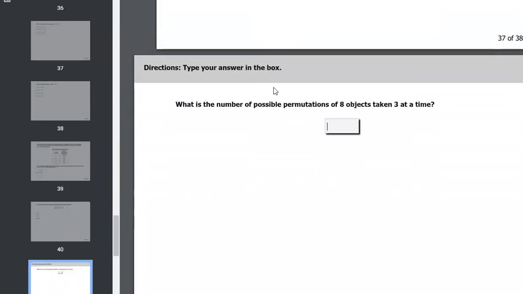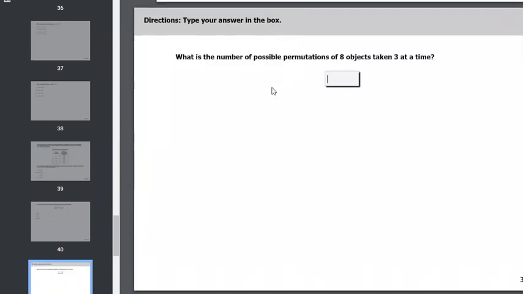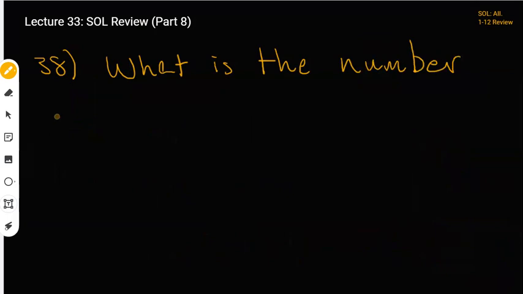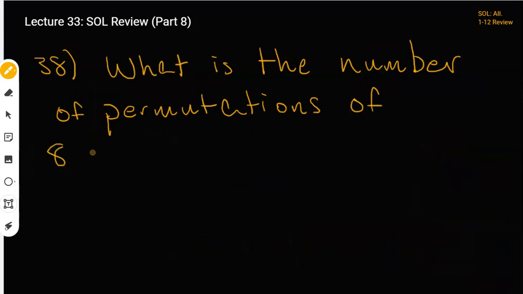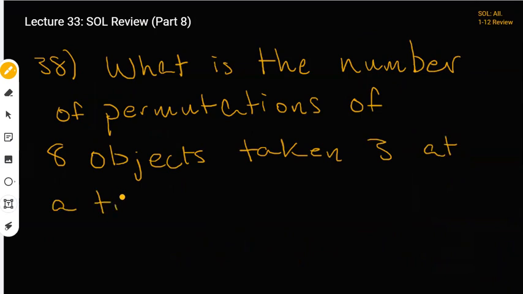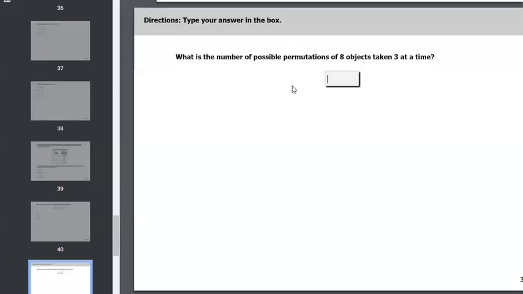Okay, last one. 38. What is the number of permutations of 8 objects taken 3 at a time? I think that's it. Yep.